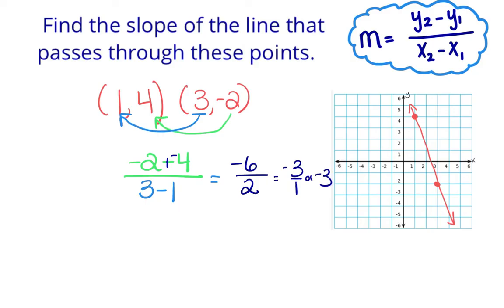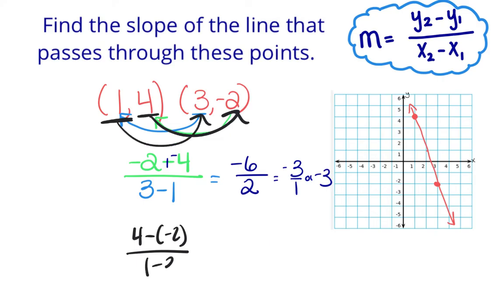Now, the other cool thing is that I could have changed the order if I wanted to, as I was subtracting or finding the difference between these ordered pairs. What that would have looked like is I could have started over here with this point, (1, 4), and subtracting 4 minus -2. Then I'd have to do the same thing, start here with my 1, and subtract 3 from that.